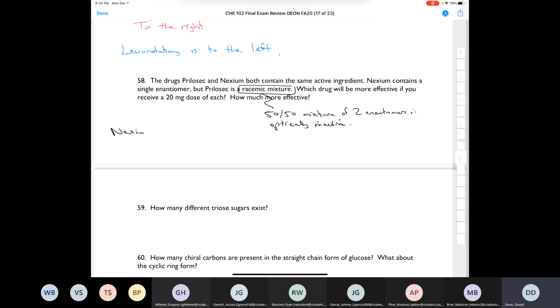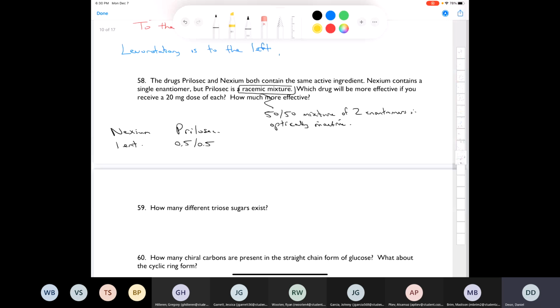Nexium has 1 enantiomer, okay? And Prilosec has 0.5 of one and 0.5 of the other. If in the racemic mixture only one is the active ingredient, Nexium is going to be twice as effective, right? So Nexium will be 2 times more effective at the same amount of dose, right?